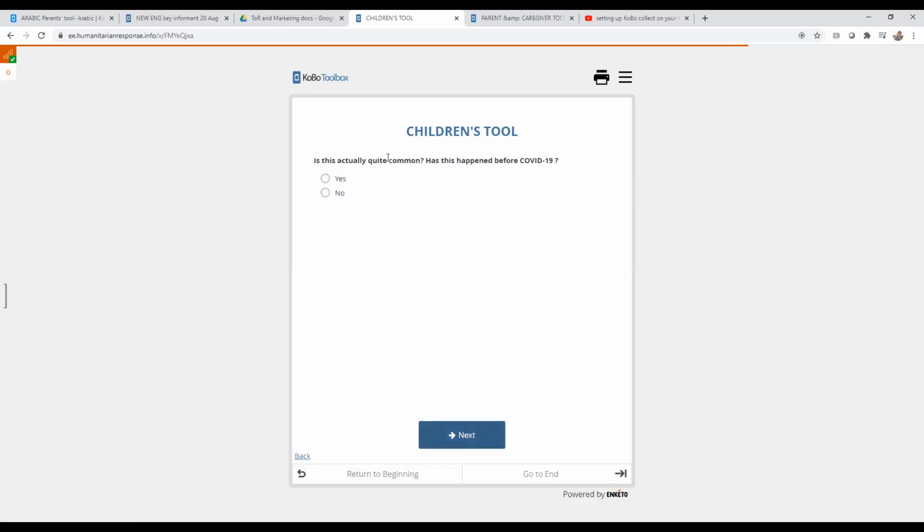Is this actually quite common? Has it happened before COVID? Yeah, I was always poor. I never had money. So yes. If yes, so that means it's quite common. It happened before COVID. What caused it? Well, I'm an IDP. So you can also explain a little bit more if the child says more here.